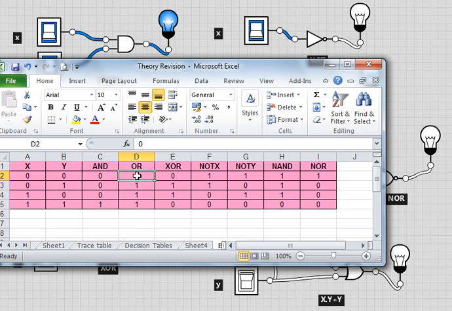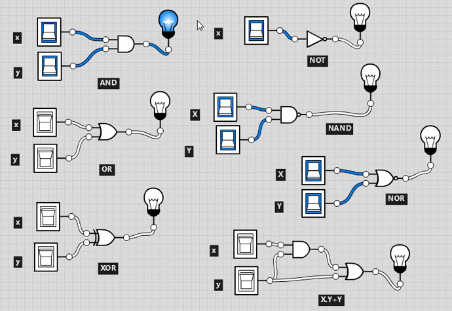The other type of gate we have is an OR gate. In an OR gate, we don't need both switches to be on, we only need one or the other to be on. So we have X or Y. If X and Y are off, then we have no light. If X or Y is on, then we will have light. If X is on, we have light. And if both are on, we have light. And this is represented as an OR gate.